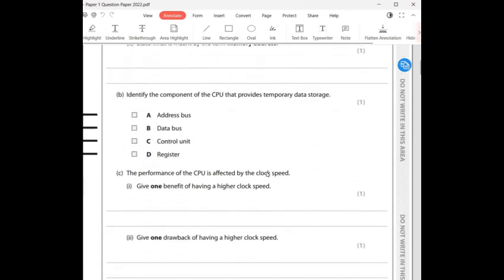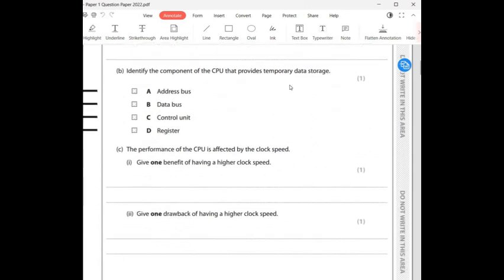Now on part B, we need to identify the component of the CPU that provides temporary access storage. It's not going to be the address bus, it's not going to be the data bus, and it's not going to be the control unit. The component that provides temporary data storage is the register.